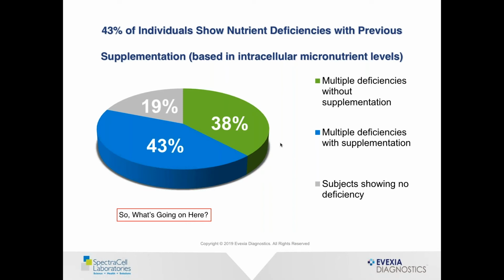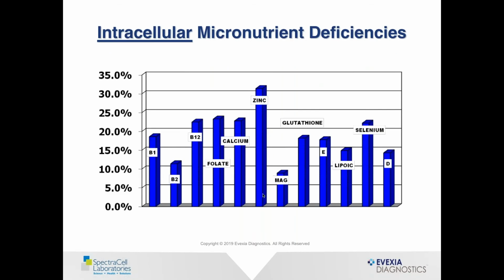So I have a question on the bottom: what's going on here? Why do individuals that take supplementation tend to have more deficiencies based on this type of testing? So let's talk about it here. First of all, this is looking at the intracellular micronutrient deficiencies. Why is that important? Micronutrients are involved in the biochemical reactions inside the cell. They've got to get in the cell for cellular metabolism, for energy production. All that happens inside the cell. They're not of great value to the cell if they don't get in. So that's why this test is extremely important.